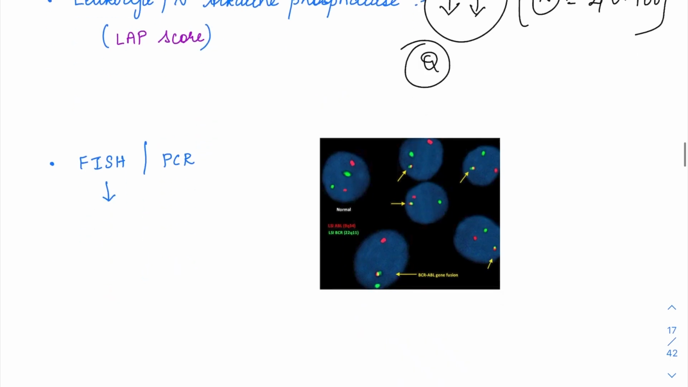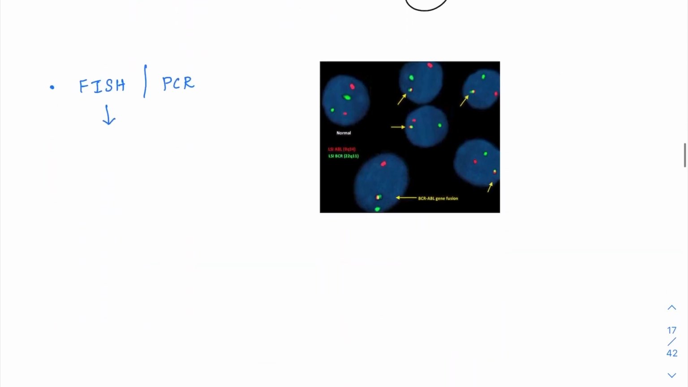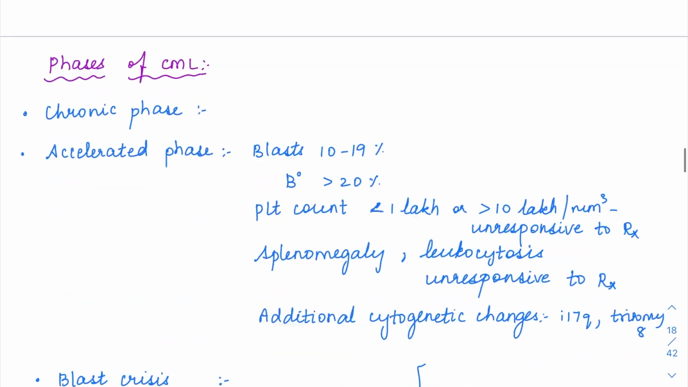and here in CML it is going to be decreased, even 0. Okay, so you can do a FISH or a molecular technique like PCR to diagnose this translocation 9;22, and FISH is going to be the investigation of choice to identify the translocation. And with PCR, you can find the number of BCR-ABL transcripts, with which you can identify the minimal residual disease.